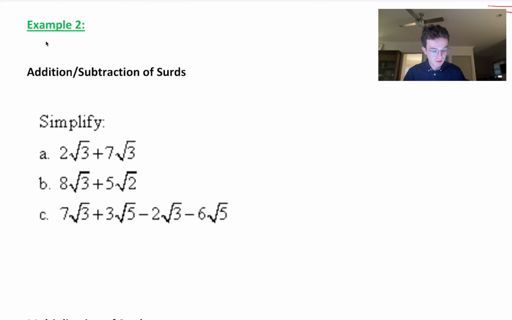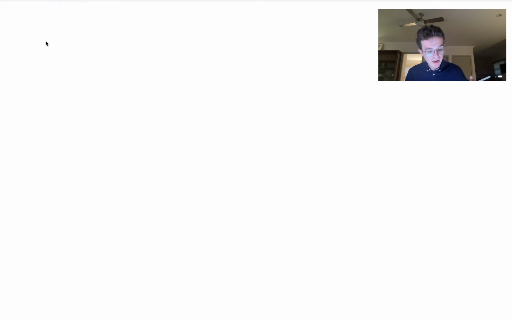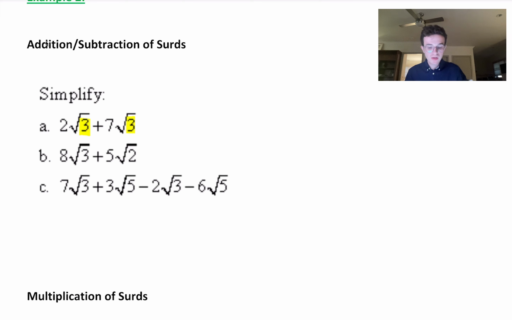Have a look at the addition and the subtraction of surds. Surds, when we add and subtract them, work exactly like algebra. So root 3 and root 3 are like terms. They're the same. So 2 root 3 plus 7 root 3 is 9 root 3.